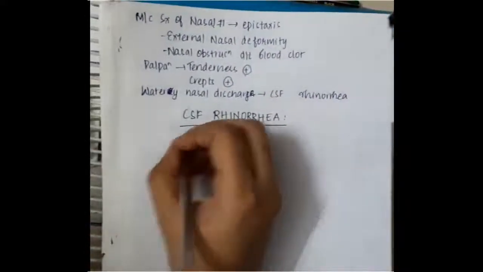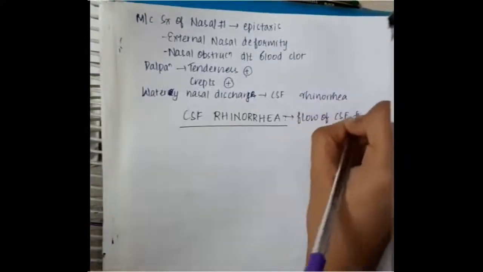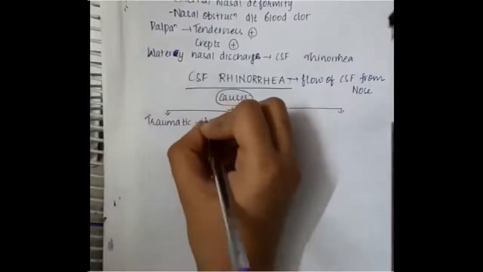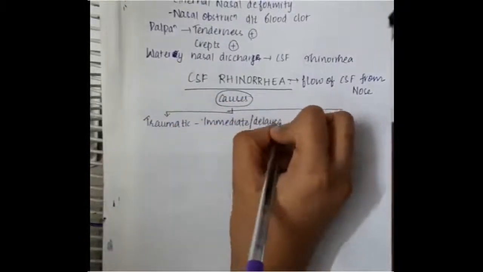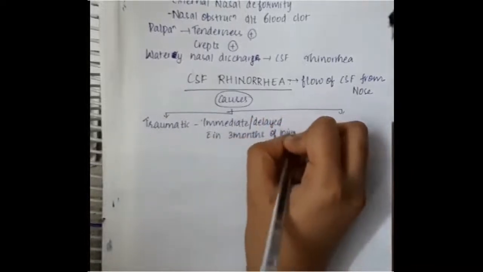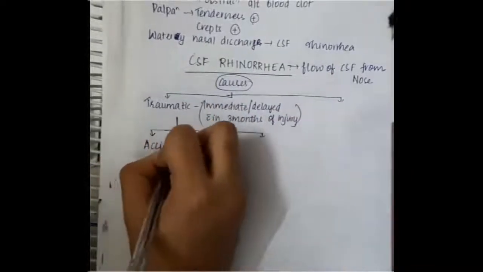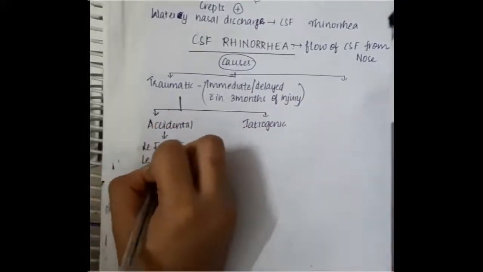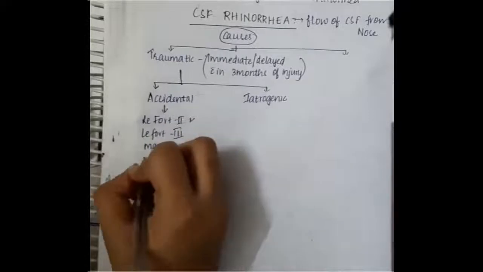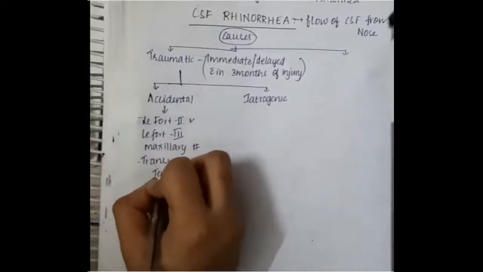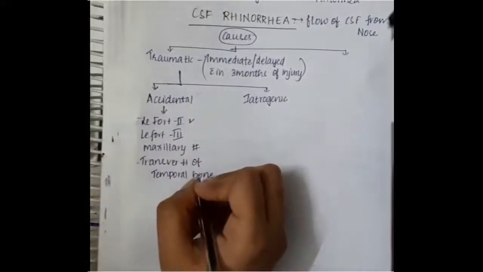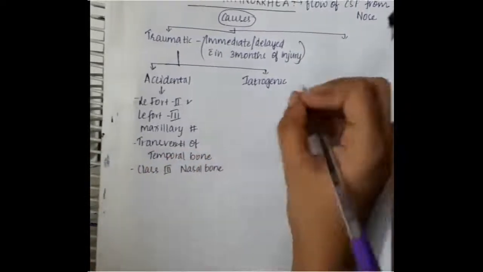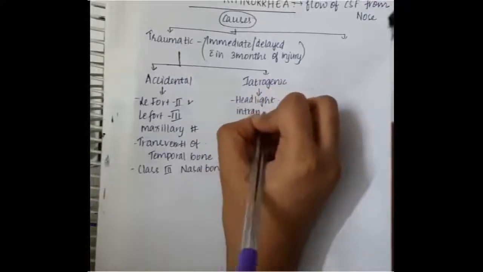In CSF rhinorrhea, there is free flow of CSF from the nose. The causes can be traumatic, where it occurs immediately or is delayed within 3 months of injury. In the traumatic causes, we have accidental causes and iatrogenic causes. Accidental causes include Lefort 2, Lefort 3 and maxillary fractures, and also the transverse fracture of temporal bone. Whenever there is class 3 nasal fracture, that also causes CSF rhinorrhea.